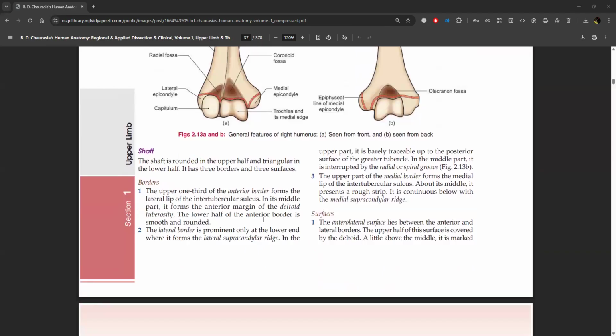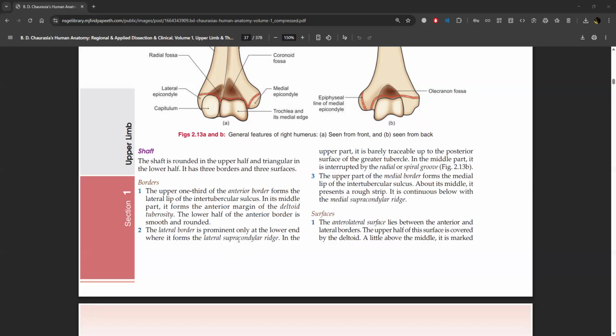Shaft. The shaft is rounded in the upper half and triangular in the lower half. It has 3 borders and 3 surfaces. Borders. Number 1. The upper one-third of the anterior border forms the lateral lip of the intertubercular sulcus. In its middle part, it forms the anterior margin of the deltoid tuberosity. The lower half of the anterior border is smooth and rounded.